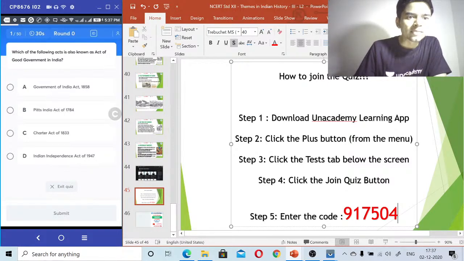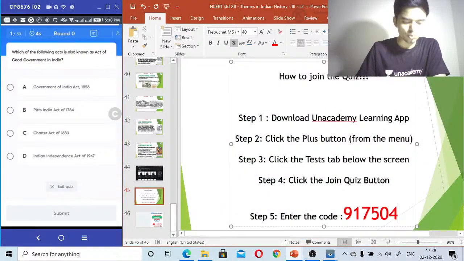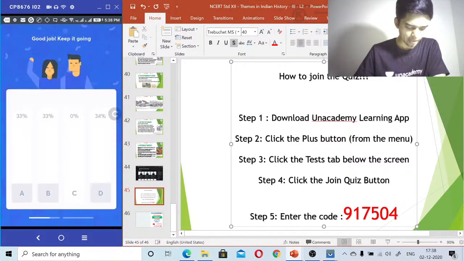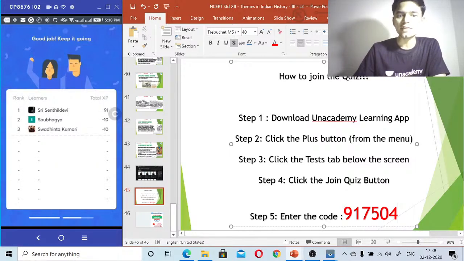Which of the following acts is also known as the Act of Good Government in India? Option A, Government of India Act of 1858. B, Pitt's India Act of 1784. C, Charter Act of 1833. And D, Indian Independence Act of 1947. Choose the correct answer. Is there any streaming issues now? Am I audible? Yeah, I think so. Okay, fine. So the correct answer to that question is the Act of 1858.